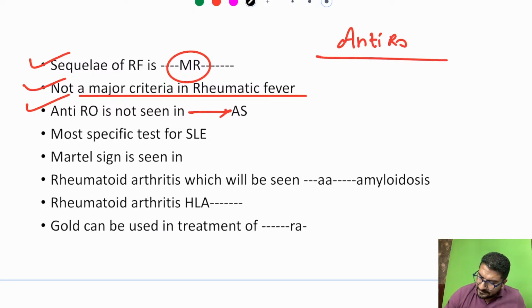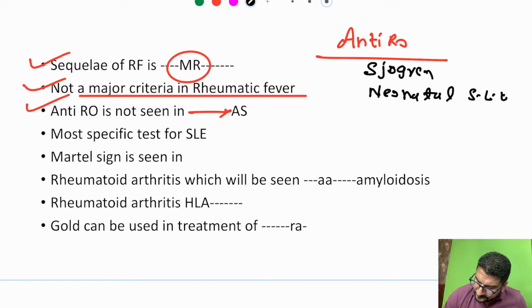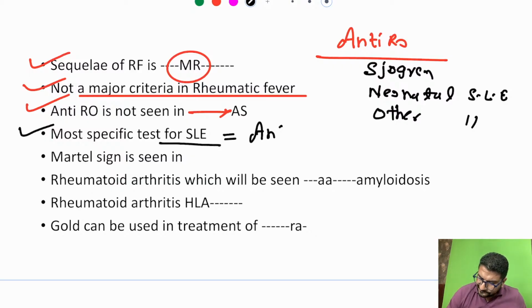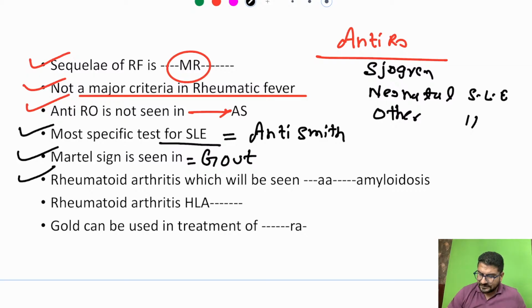Anti-Ro you will see in Sjogren syndrome. Anti-Ro you will see in neonatal SLE, and anti-Ro you will see in other SLE forms. The most specific test for SLE is anti-Smith. Martel sign you will see where, in a gout patient.